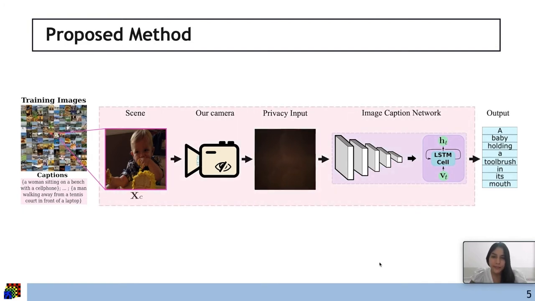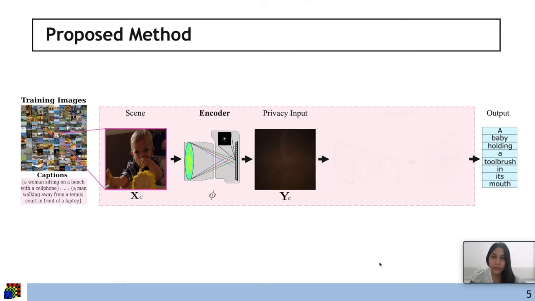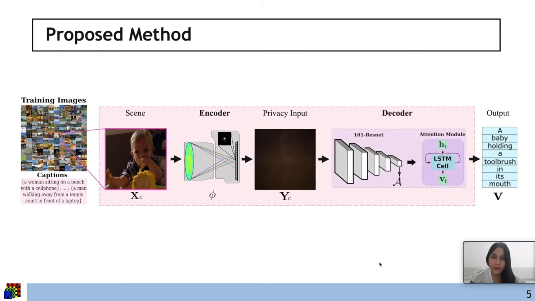More specifically, we propose an encoder-decoder end-to-end architecture where the training dataset X from the COCO dataset enters our camera to generate Y images. Then these images are fed into a ResNet 101 pre-trained on ImageNet to generate the feature map A. And finally, an LSTM with an attention module generates the captions V.